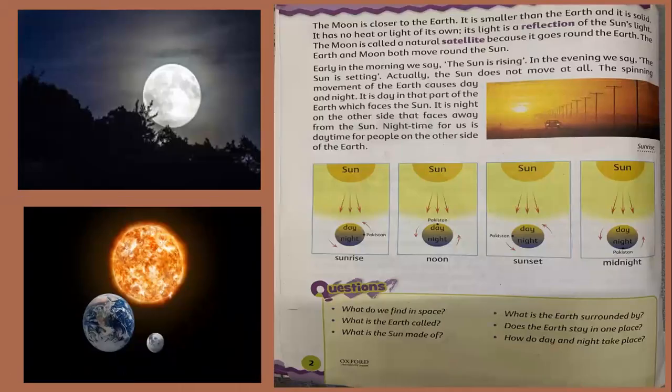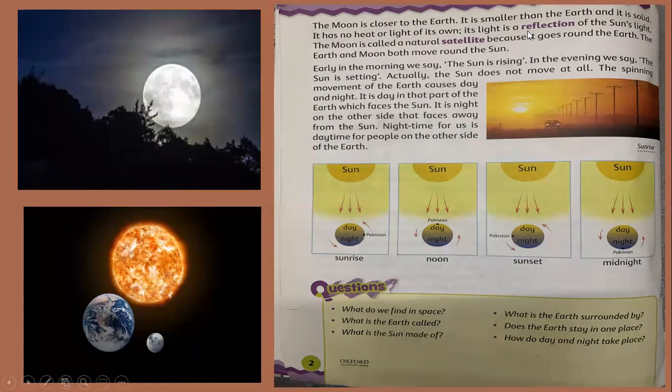Now we will start the next page. It's about the moon. Let's read. The moon is closer to the earth. Look like here. Closer means the earth is away from the sun. I told you the distance between the sun and the earth is more than the distance between the moon and the earth.